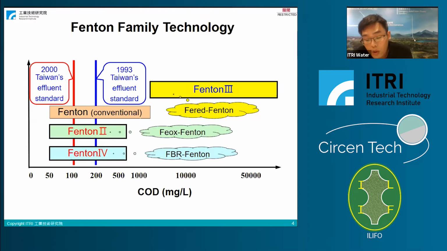The Fered-Fenton is used to treat higher COD wastewater, suitable for over 1,000 milligrams per liter. And the FBR-Fenton is used to treat lower COD wastewater, suitable for below 1,000 milligrams per liter.